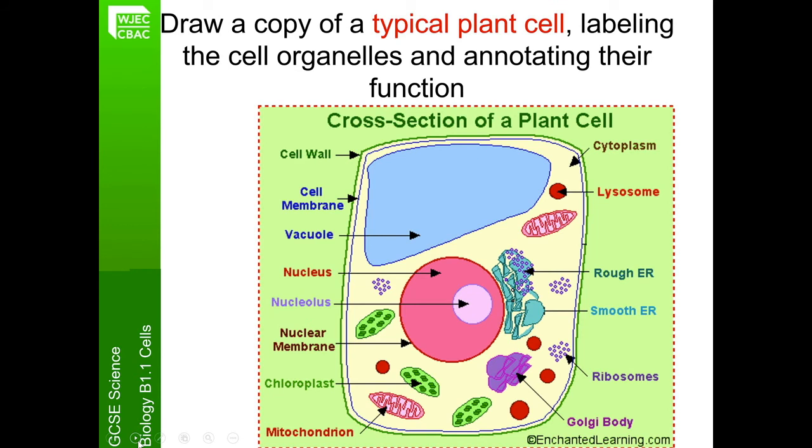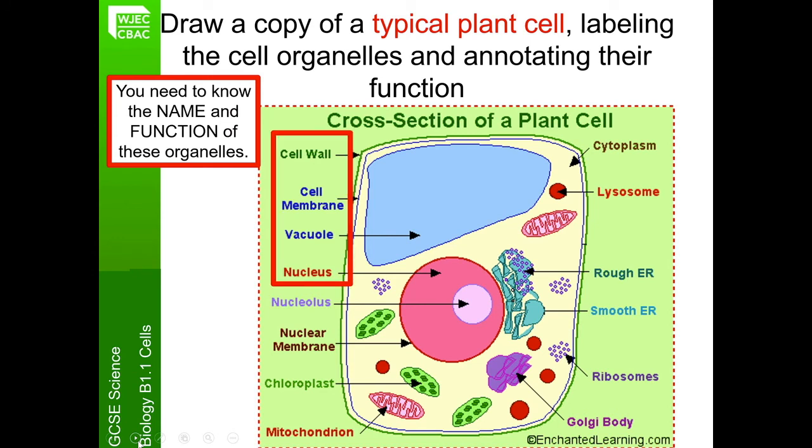Then can you draw me a copy of a typical plant cell in your book, again labelling the important cell organelles and annotating their function. So start with the outside layer, which is the cell wall. Draw a layer on the inside, the cell membrane, a big space like a lake for the vacuole, and a grey, dark, circular blob for the nucleus.